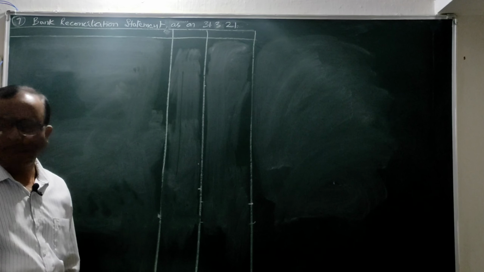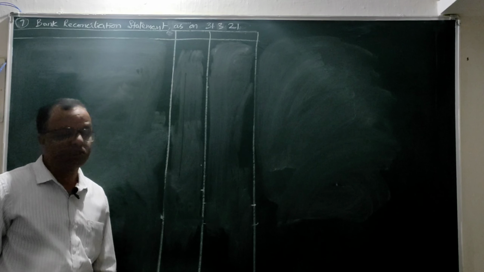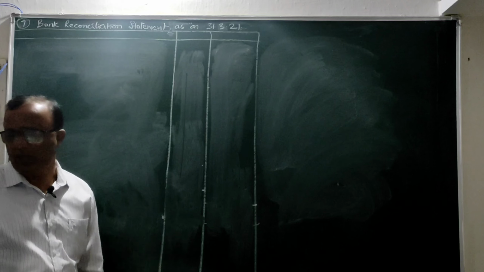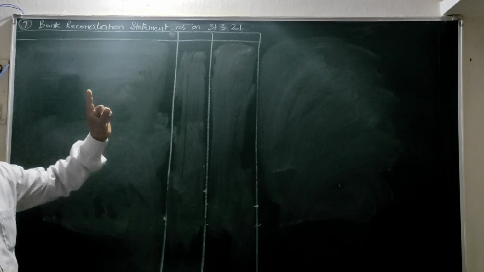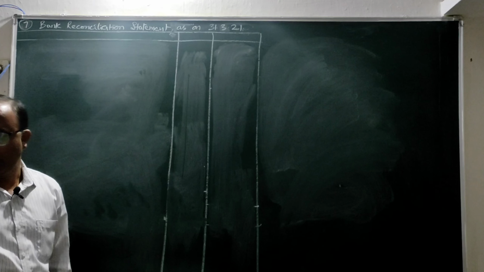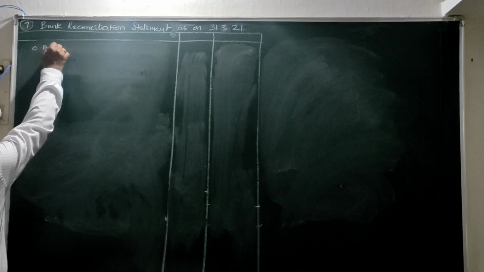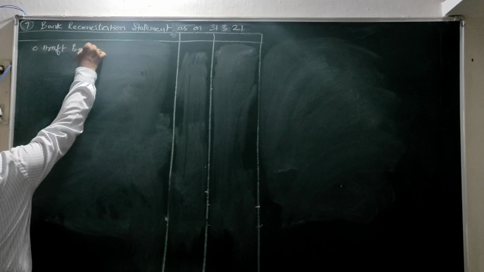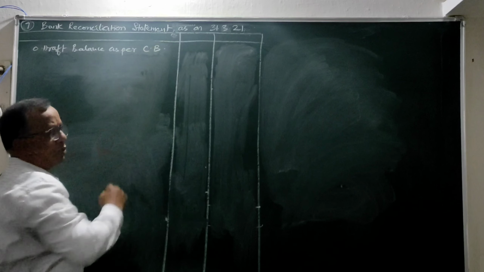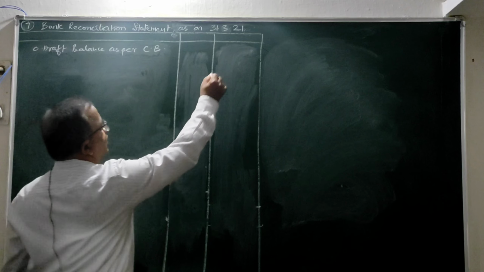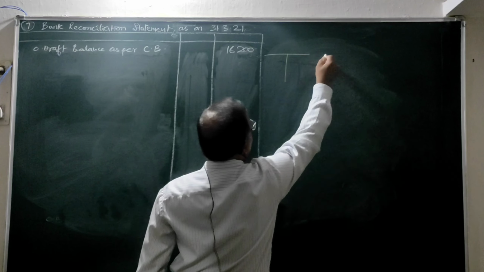Let's take seventh problem. So our seventh problem says, from the following particulars prepare bank reconciliation statement as on 31st March 2021. So we are doing bank reconciliation statement on 31st March 2021. See what it says. Bank overdraft as per cash book. So here he says overdraft balance as per cash book he has given us in the problem. How much? 16,200. So 16,200.